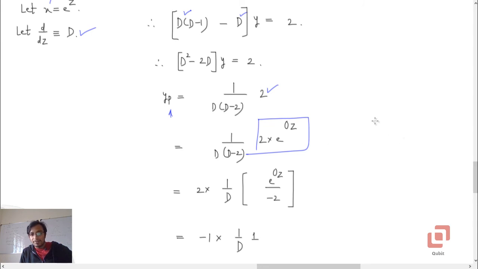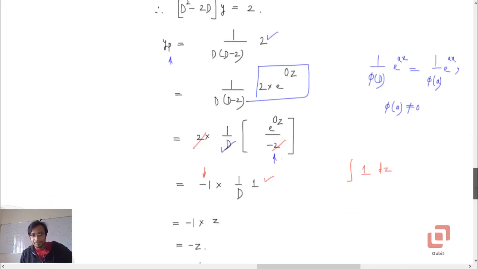Which says 1 upon phi of D e to the power ax equals 1 upon phi of a times e to the power ax, provided phi of a is not equal to 0, which means let's leave this 1 over D as it is and apply it on the remaining part. So it is 1 upon (D minus 2) e to the power 0z. So let a be 0, so it will be e to the power 0z upon negative 2. Fine, the 2 will go, so we'll have that negative sign here, and 1 upon D operating on the number 1. Now 1 upon D is nothing but integral, so this will be z.